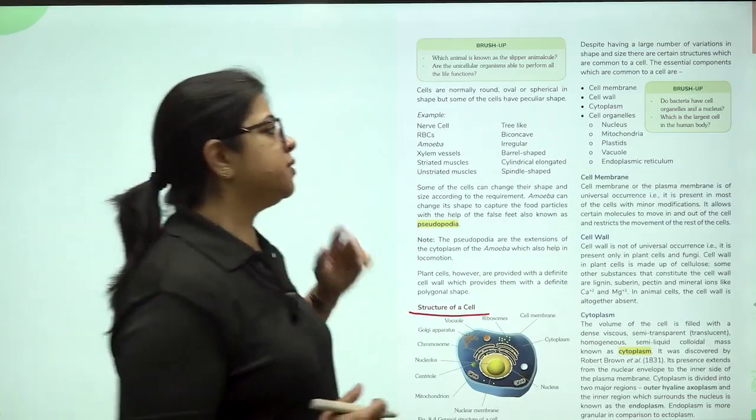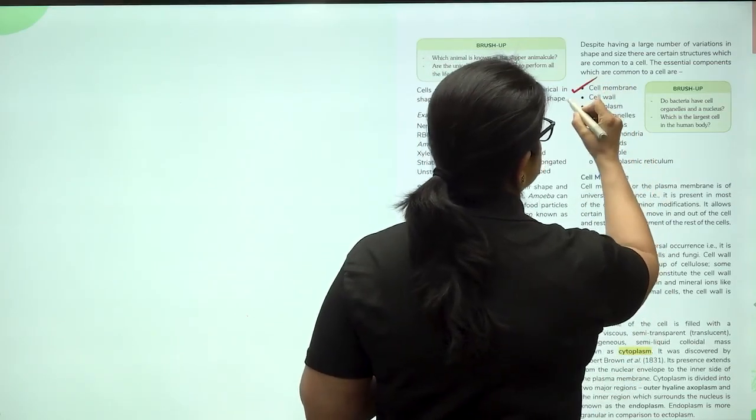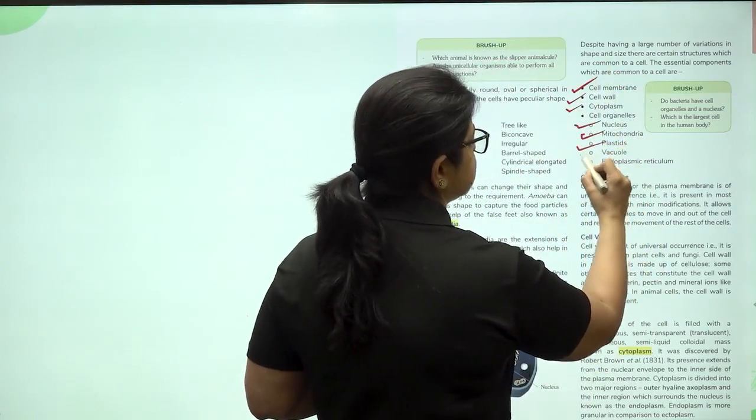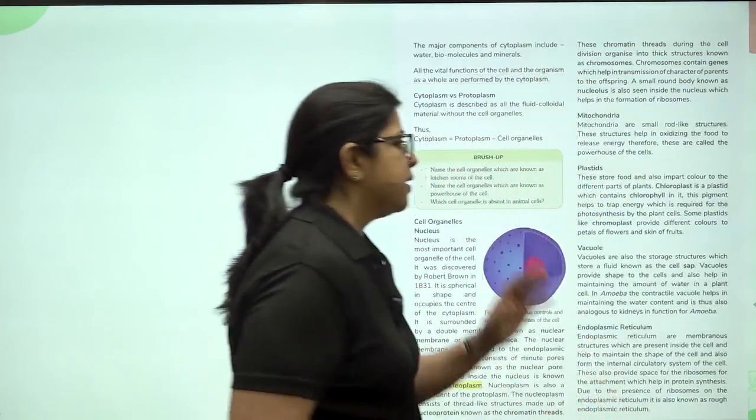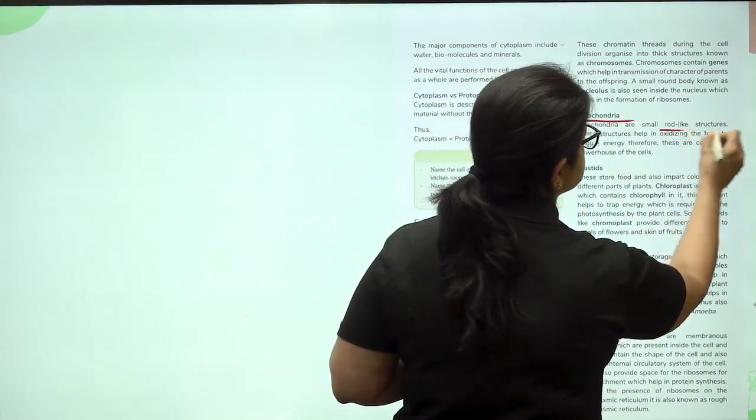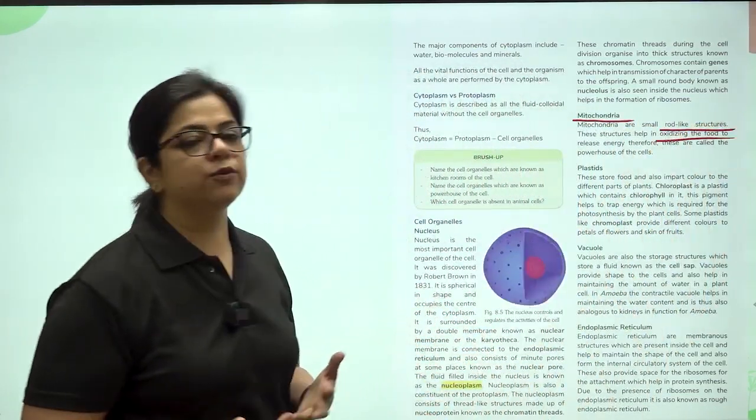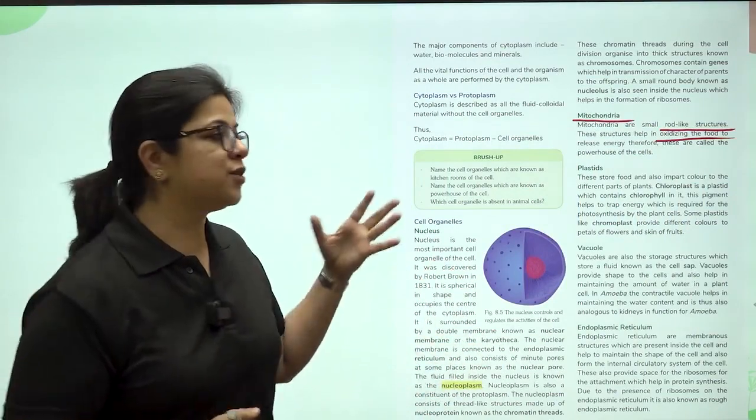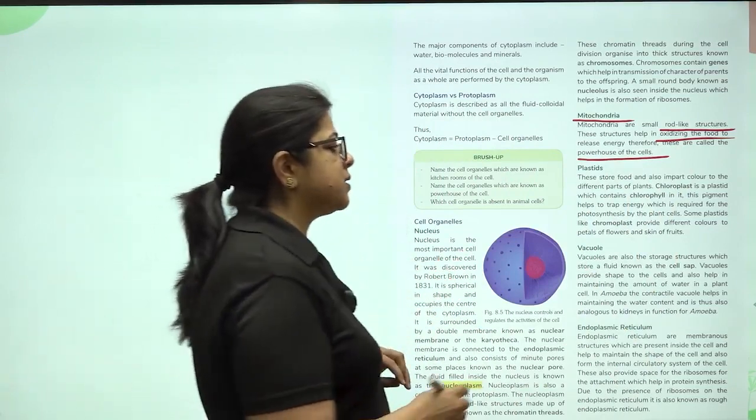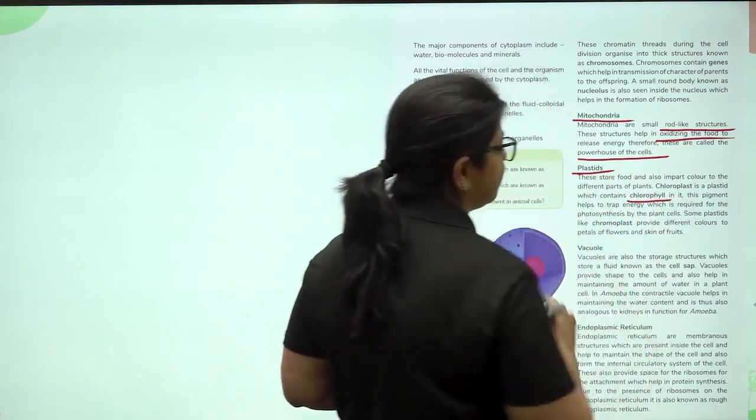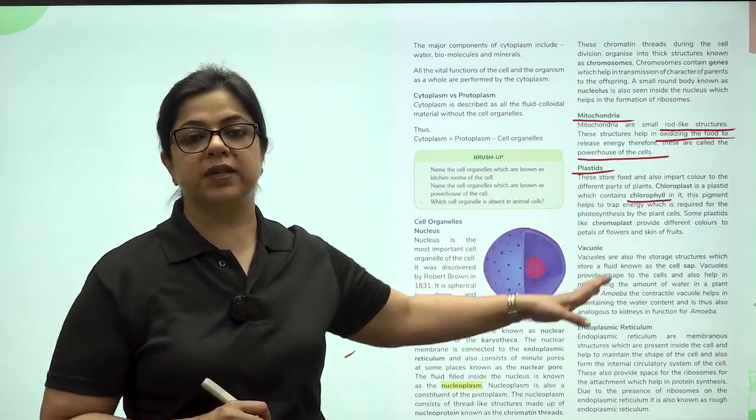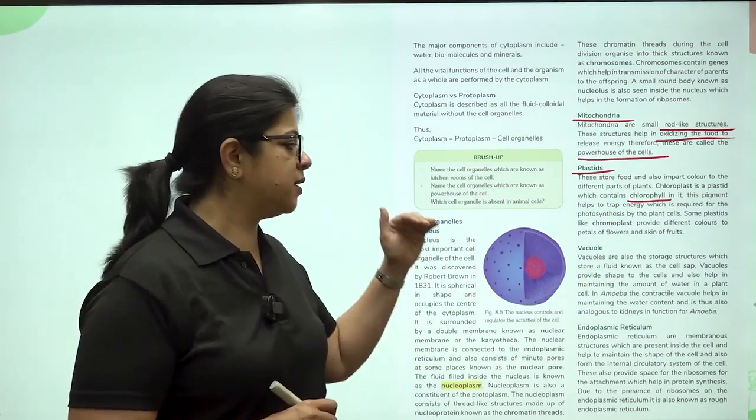So we have learned about the different cell organelles, which are cell membrane, cell wall, cytoplasm, nucleus, mitochondria, plastid, vacuole and endoplasmic reticulum. Now what is the function of mitochondria? Mitochondria helps in oxidizing the food to release energy. Therefore, it is known as the powerhouse of the cell. Then there are plastids. Plastids contain chlorophyll. So, in which animal or plant would it be? Of course, it is going to be in the plants because chlorophyll is found in plants.